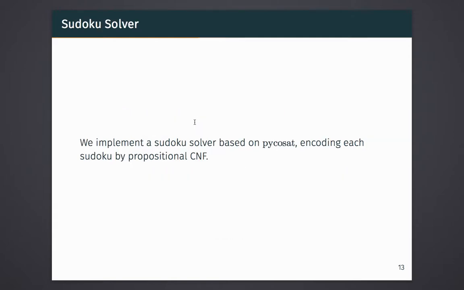We also implemented a Sudoku solver based on PicoSAT, and we also encoded each Sudoku by the propositional conjunctive normal form.